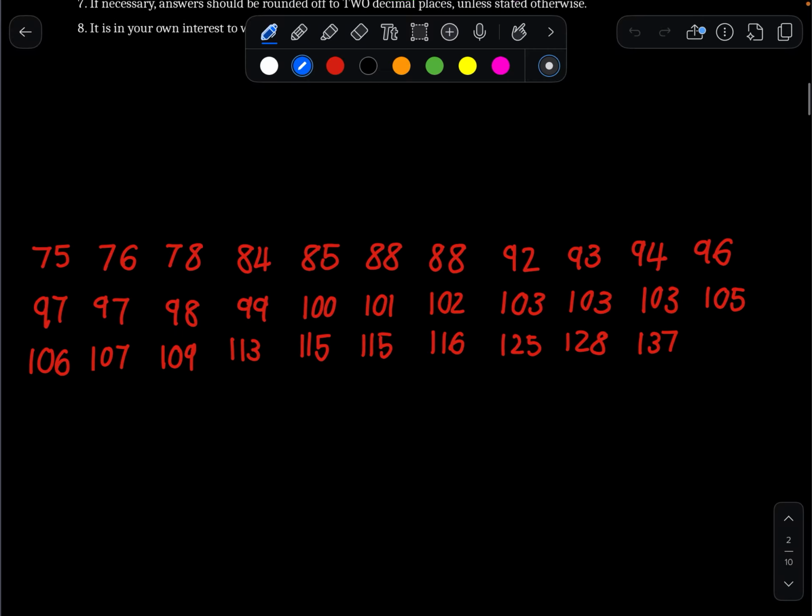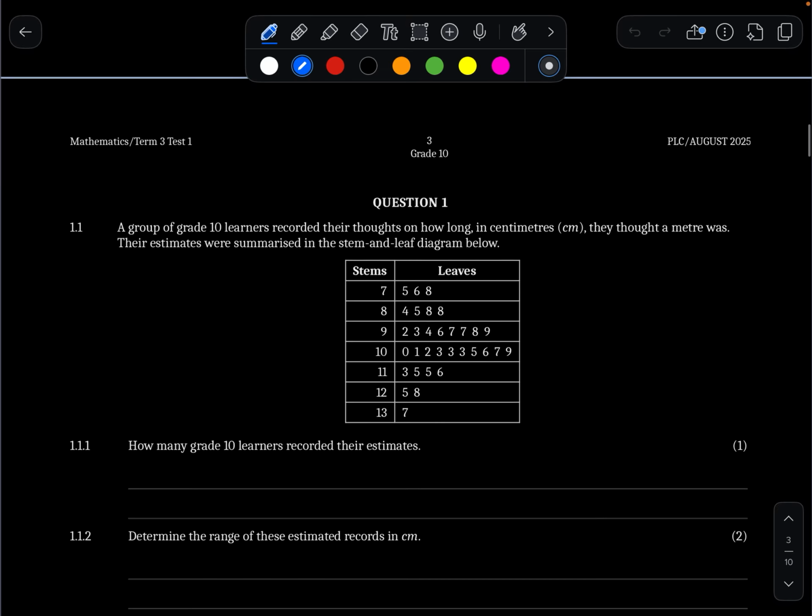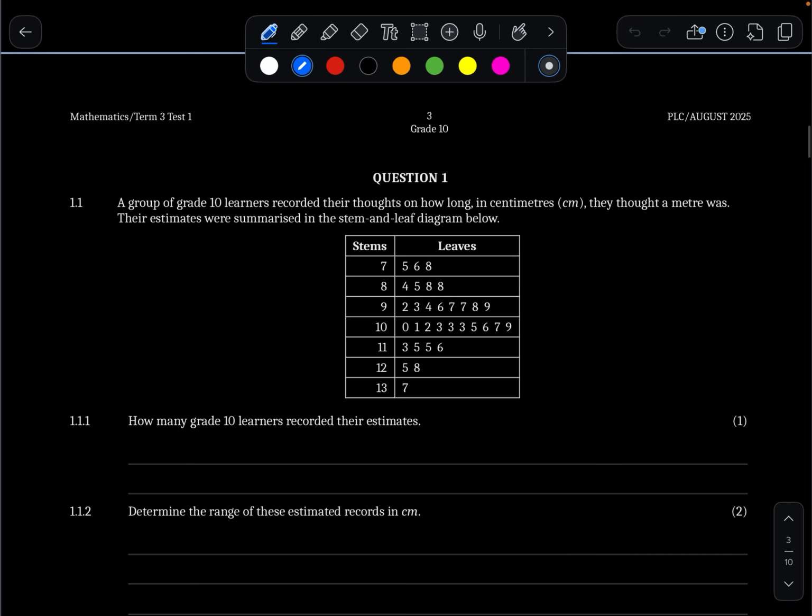Question 1, we have a stem and leaf diagram. A group of grade 10 learners recorded their thoughts on how long in centimeters they thought a meter was. Their estimates were summarized in the stem and leaf diagram below.